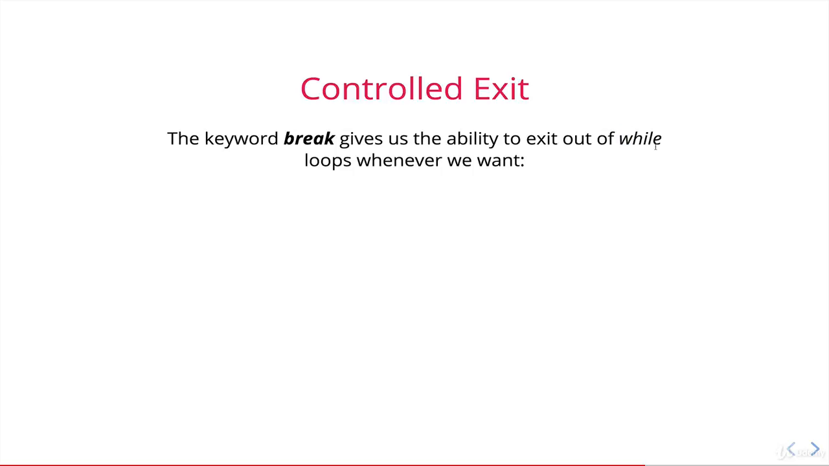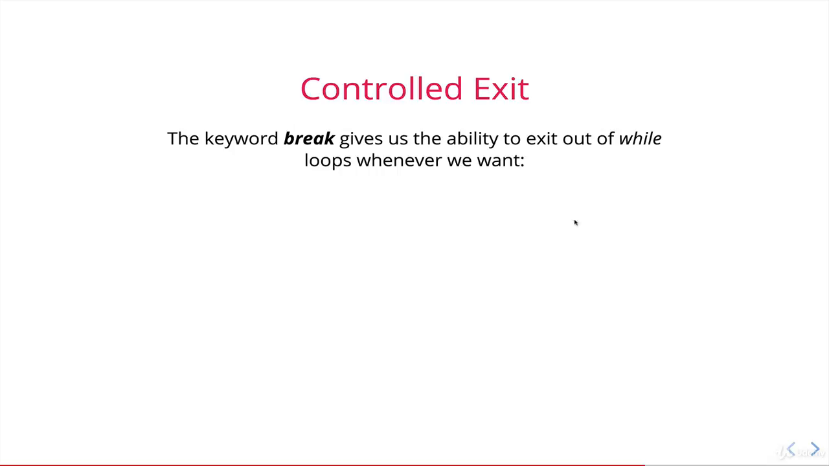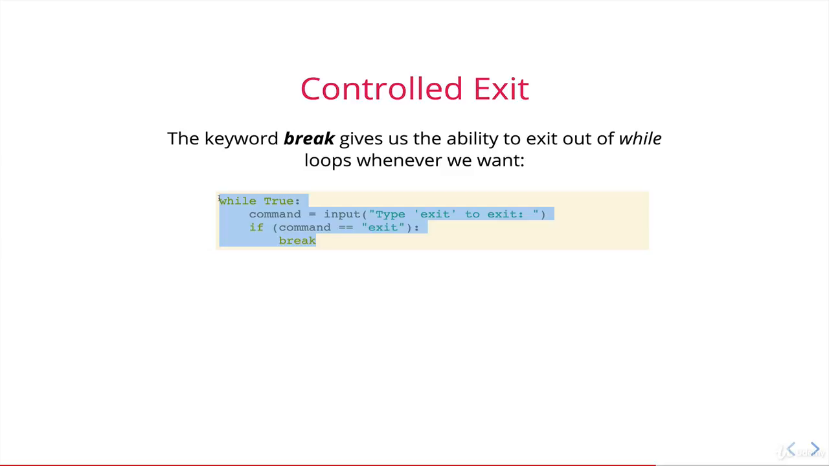And I did write while loop, but further down I said for loops, so it does work for both. But the first example is of a while loop. So here's an example of an infinite loop, at least it seems infinite: while True, so that will always run. But we're setting a variable called command equal to input, and we're asking for them to type exit to quit the loop. And then if command is equal to exit, we break. And that will then halt the execution of the loop.